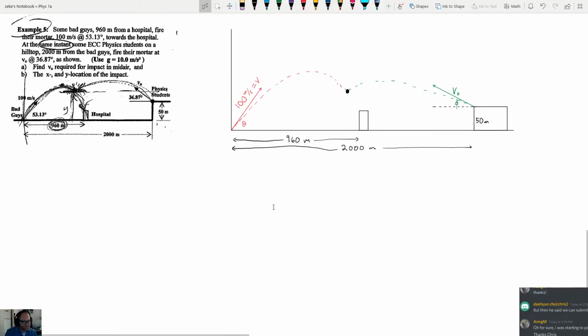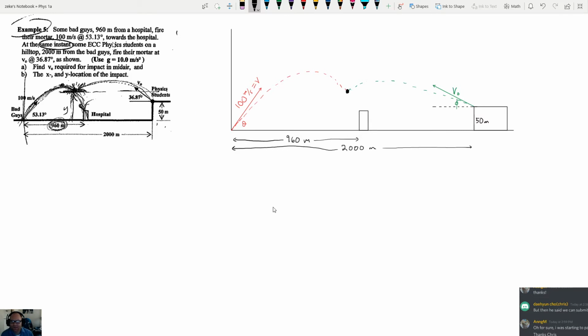All right, this is the second hour of Physics 1C for March 17th, and we're going to do this one problem right here. What we have happening in this problem is we've got some bad guys 960 meters away from a hospital, so they're right here at this corner, and here's the hospital right here in the middle. They fire their mortar at 100 meters per second at 53.13 degrees toward the hospital, so they shoot some kind of a mortar in the direction of this hospital.